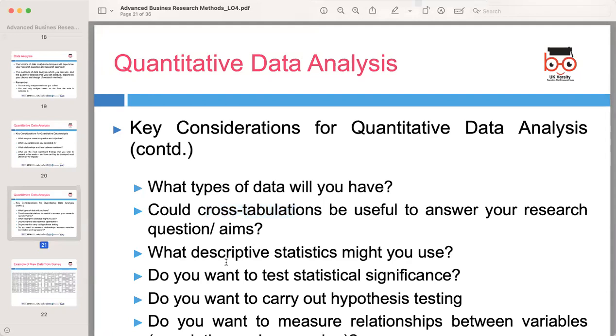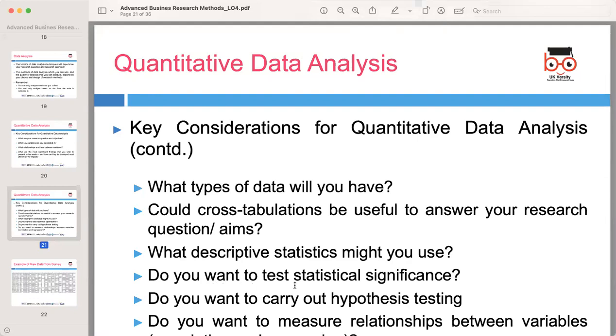So descriptive statistics might you use. Descriptive statistics are used to summarize and describe the main features of your data. Common descriptive statistics include measures such as the mean. If you ever studied statistics, the mean, median is the middle value, mode is the most frequent value.